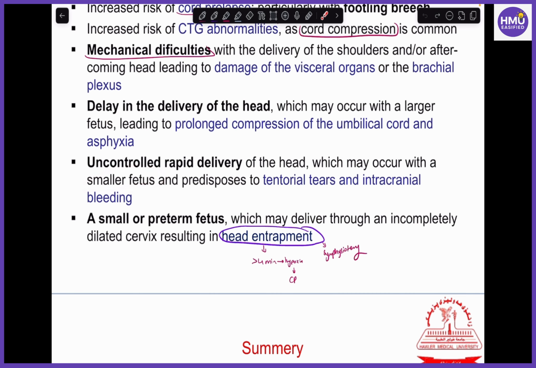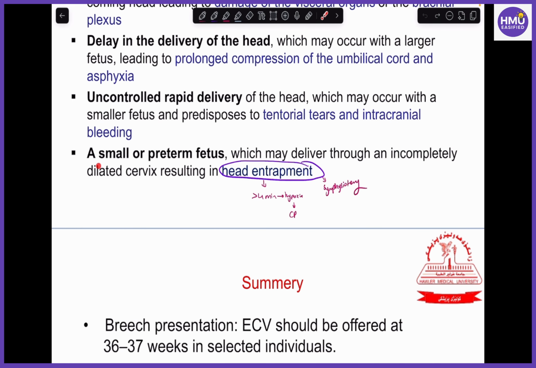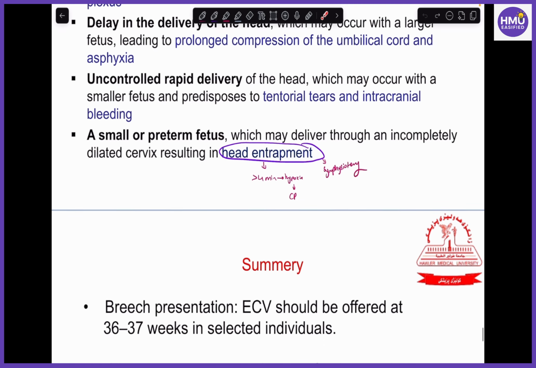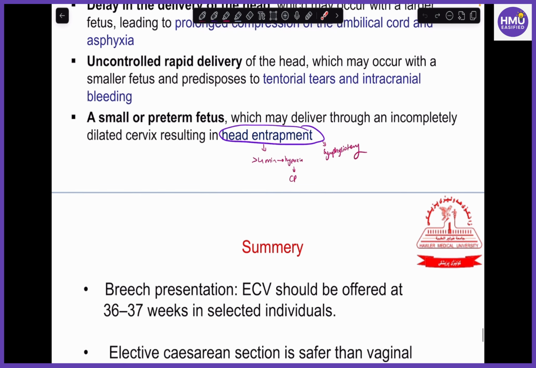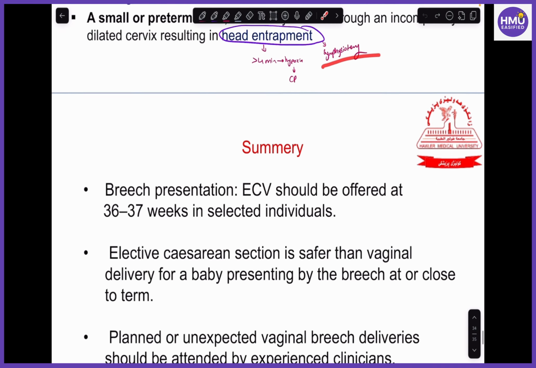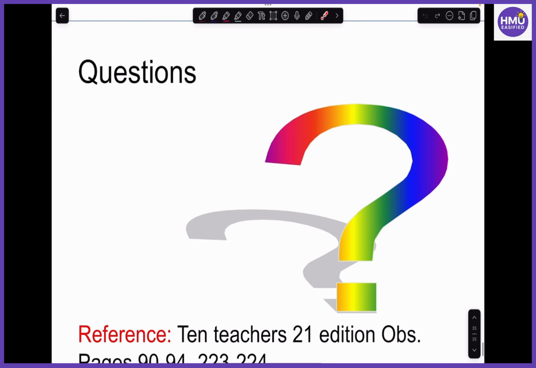If the fetus is smaller, there will be uncontrolled rapid delivery. With uncontrolled rapid delivery, there can be a tentorial tear, which will cause intracranial bleeding. A small or preterm fetus may deliver through an incompletely dilated cervix, causing head entrapment. If the cervix is not fully dilated, there will be head entrapment. And if it is prolonged more than 4 minutes, it will cause hypoxia and CP, cerebral palsy. So in head entrapment, we will make incisions by symphysiotomy. And yes, that's the summary. Thank you.